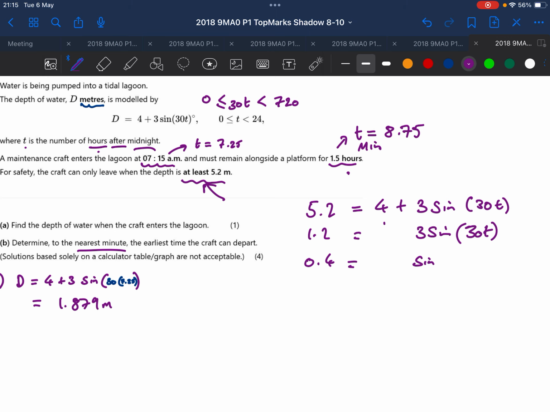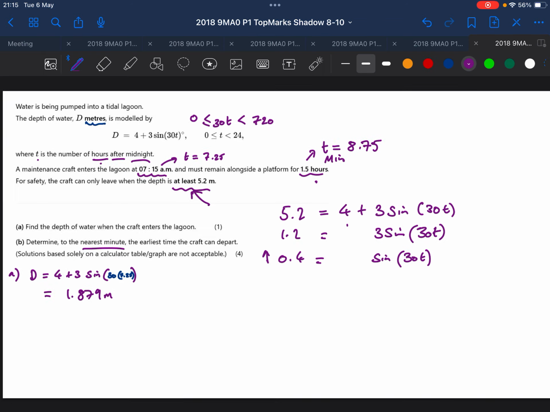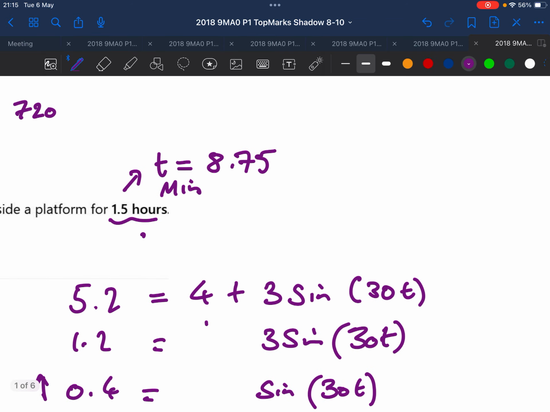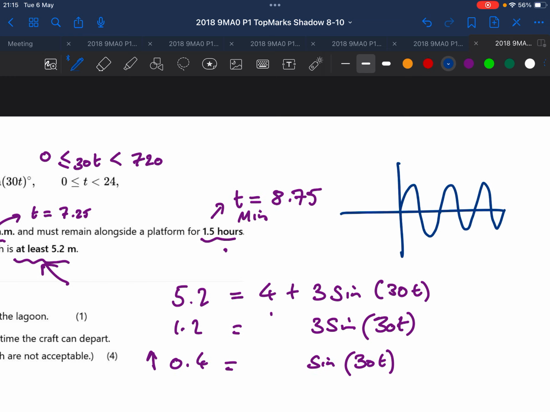Okay, this is the part where it's worth slowing down a little bit. So we're interested in when we get 0.4 on a sine graph. 0.4 and above, because it also said it has to be at least that. So if I draw a quick sine graph, I'm not going to worry too much about all the different details and transformations, it hasn't been reflected or anything like that. Just drawing a basic sine graph is actually quite useful to get me thinking to start with, okay?